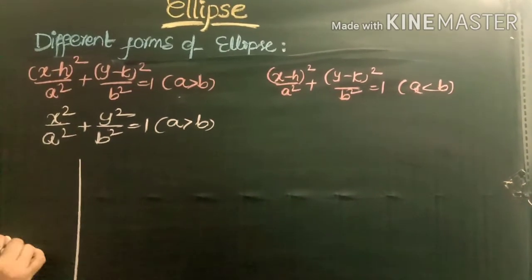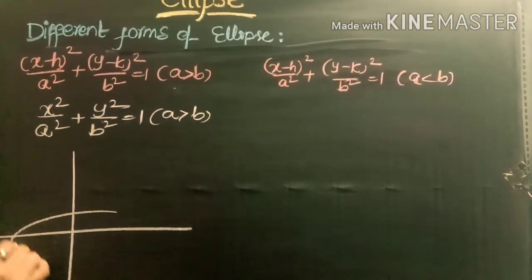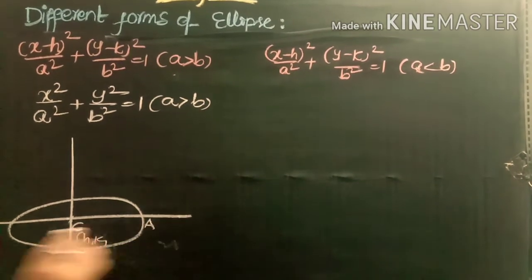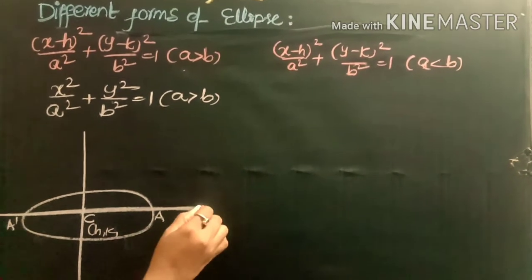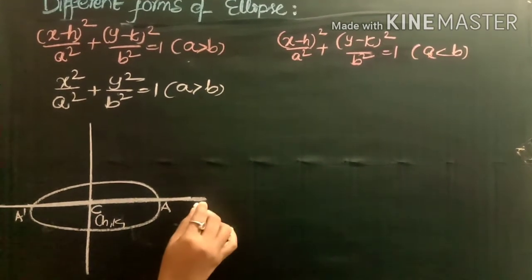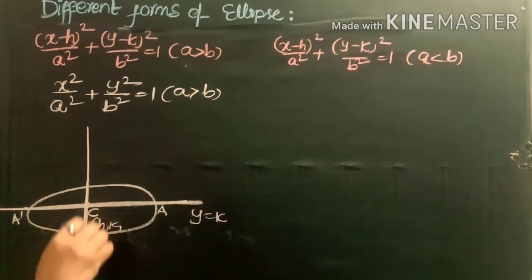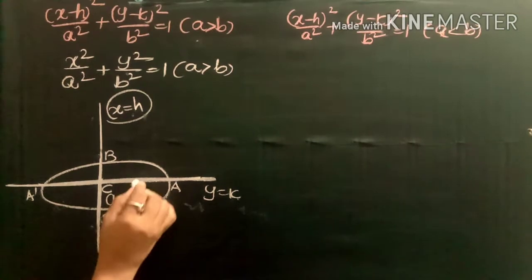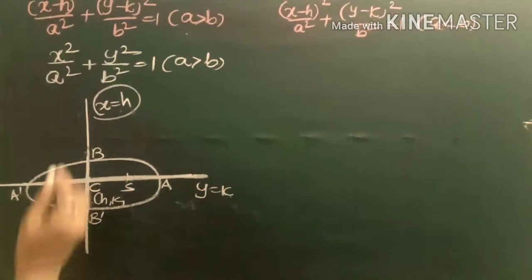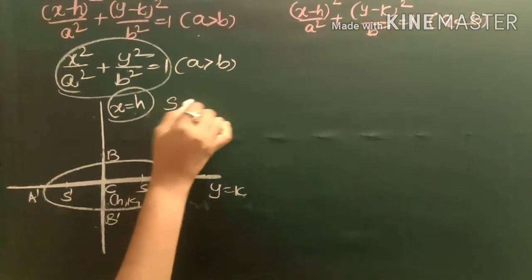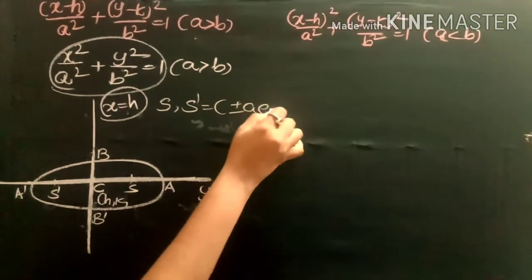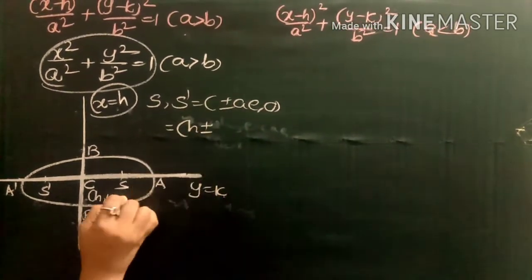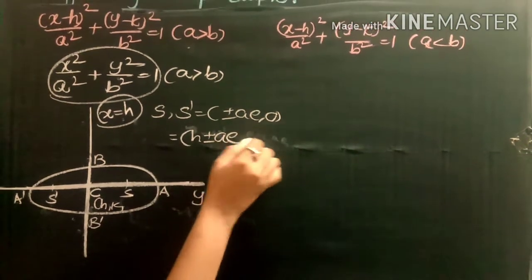Now, coming to the graphical representation, this is the ellipse. Clearly, the center is (h, k), and the points A and A dash are on the major axis. The major axis lies on the line y equals k, and the minor axis B dash lies on the line x equals h. Now the foci S and S dash: we already know that in this case the coordinates of S and S dash are (plus or minus a, 0). Now we simply add the point (h, k) to these coordinates to get the foci in this form, that is (h plus or minus a, k).